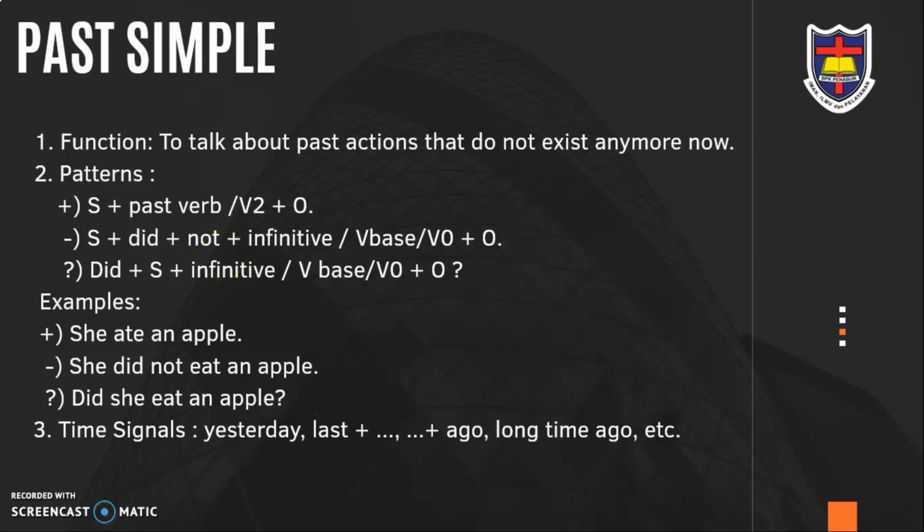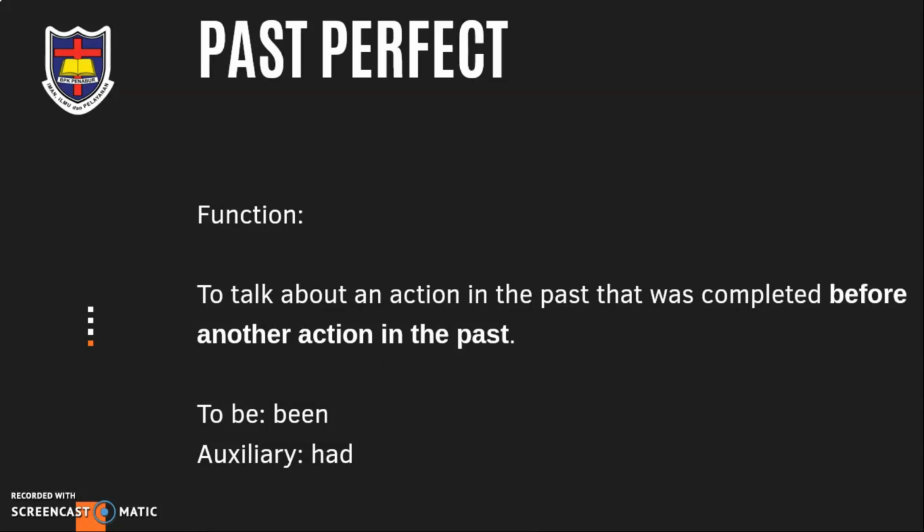Okay, let's continue with past perfect itself. I'm going to start with the function like before. The function of past perfect is to talk about an action in the past that was completed before another action in the past. Later on, I'm going to show you a grammar line to make past perfect and past simple clearer. Once more, the function of past perfect is to talk about an action in the past that was completed before another action in the past.